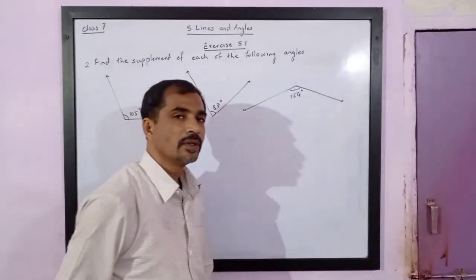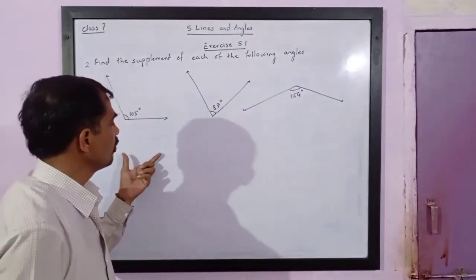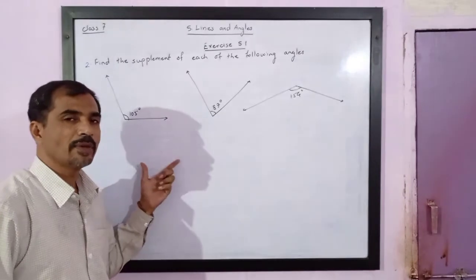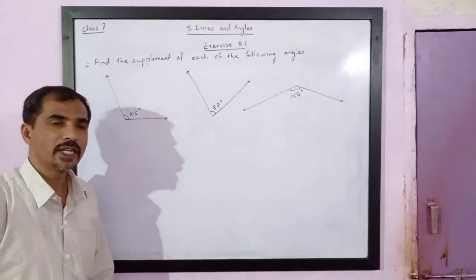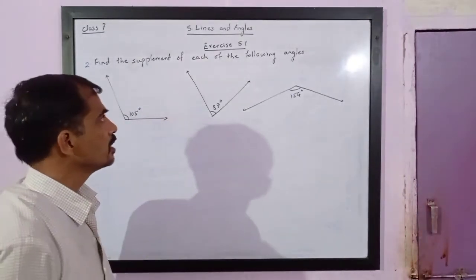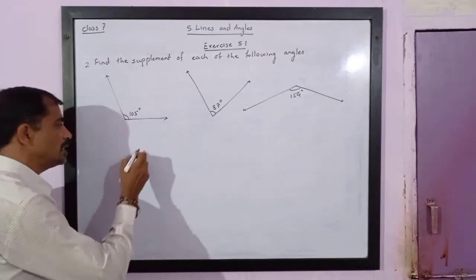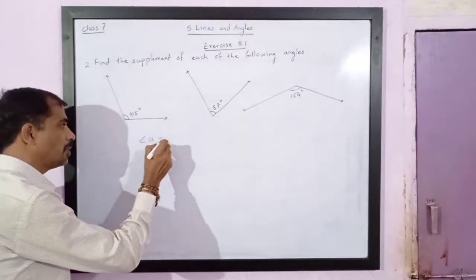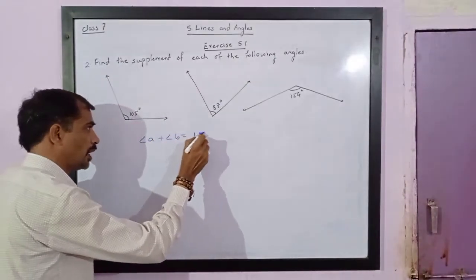Now we have already studied that when the sum of the measures of two angles is 180 degrees, we call those angles supplementary angles. It means two angles, that is angle A plus angle B, must be equal to 180 degrees.